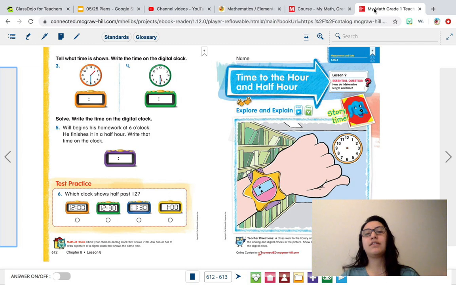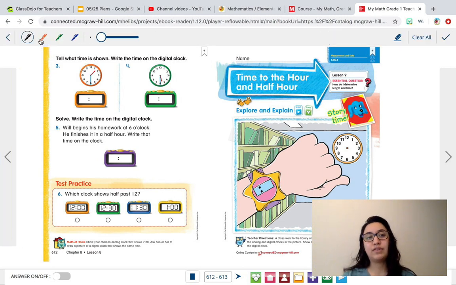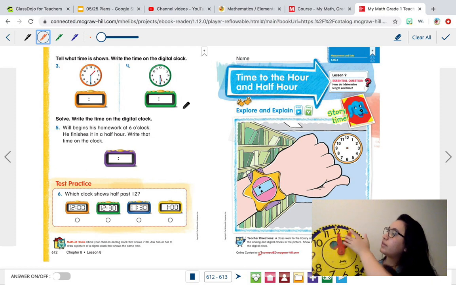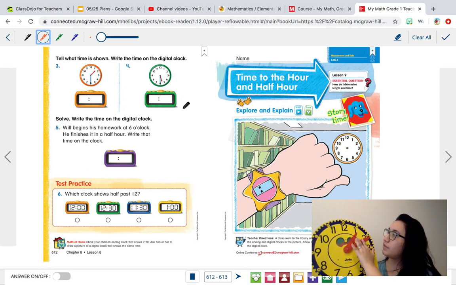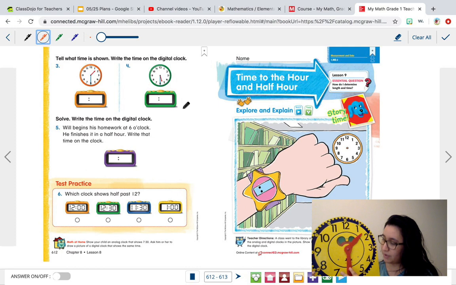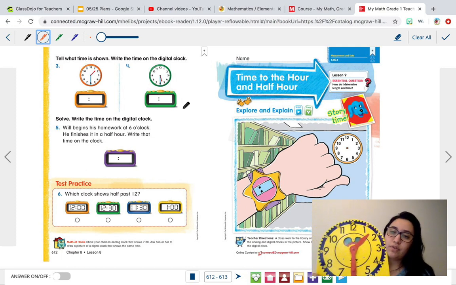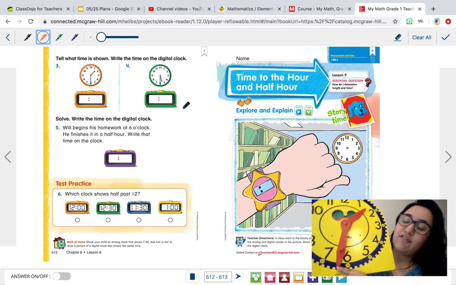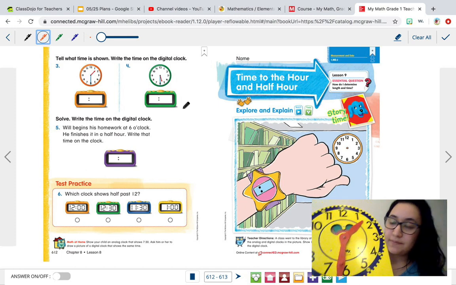So here is our time to the hour and half hour. A class went to the library at 1:30. So let's take this and we're going to move it to 1:30. What I'm going to do is twist it around a few times until it gets to about here, okay? So now we see that the big hand here is on the 6. You can see right here, the big hand is on the 6. If it's on the 6, it means 30.